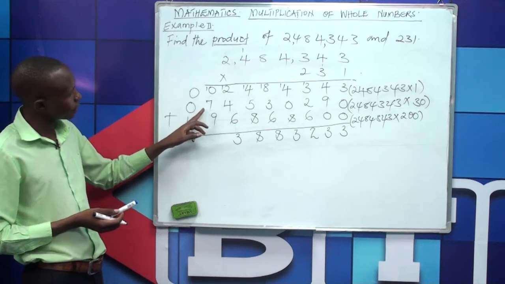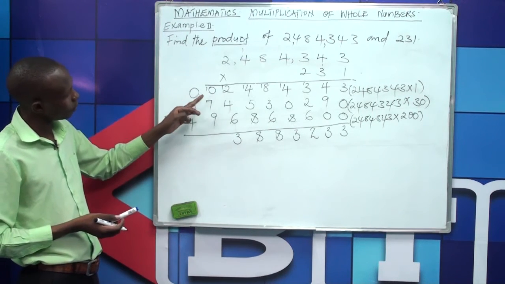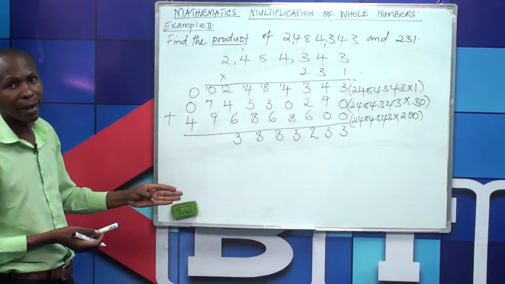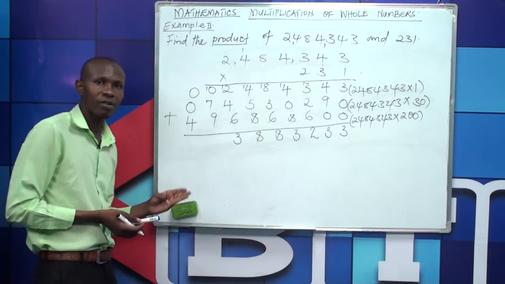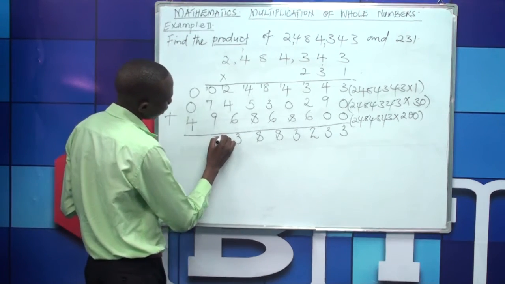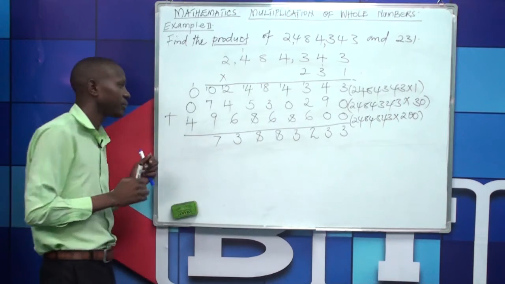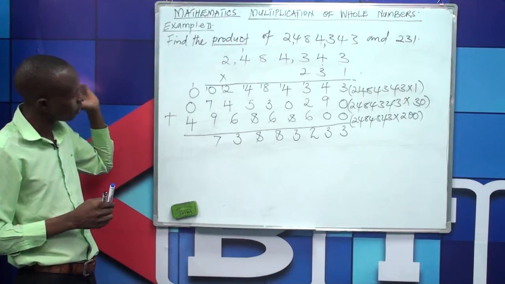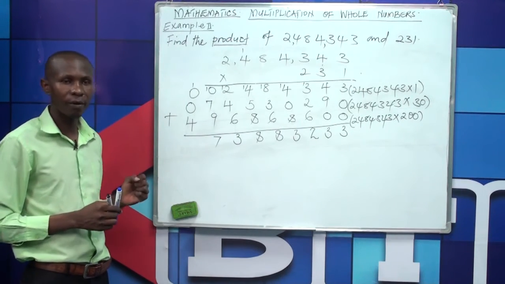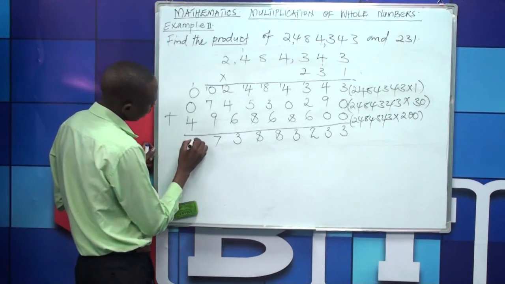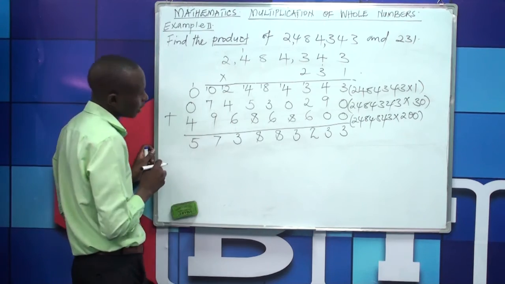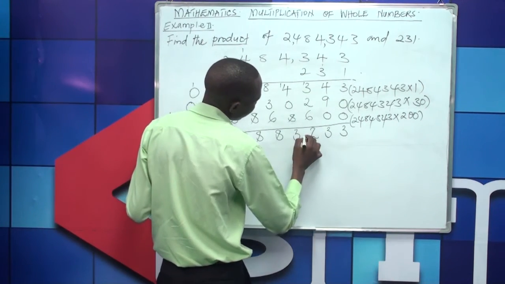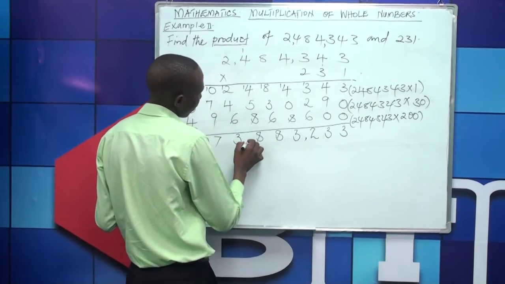I'll say 1 plus 0, 1. 1 plus 7, that's 8. 8 plus 9, that will give us 17. 17, I'll be required to write 7, and I regroup 1. When I regroup 1, I'll say 1 plus 0 plus 0 plus 4, that will give us 5. So I'll have to write here my 5. Then after there, I'll come in and say 1, 2, 3, comma, 1, 2, 3, comma.